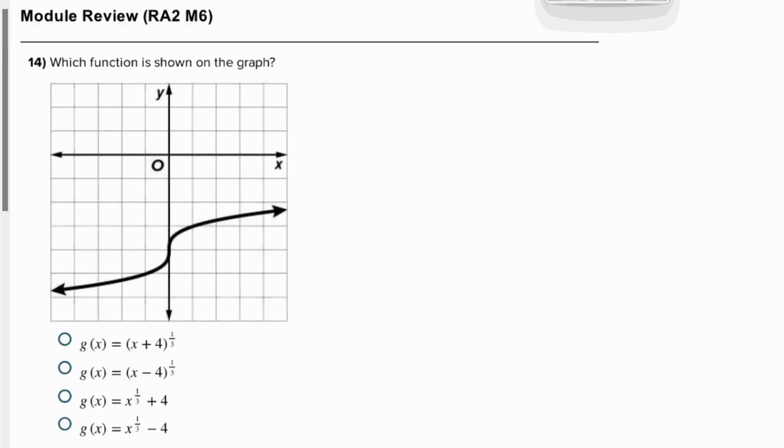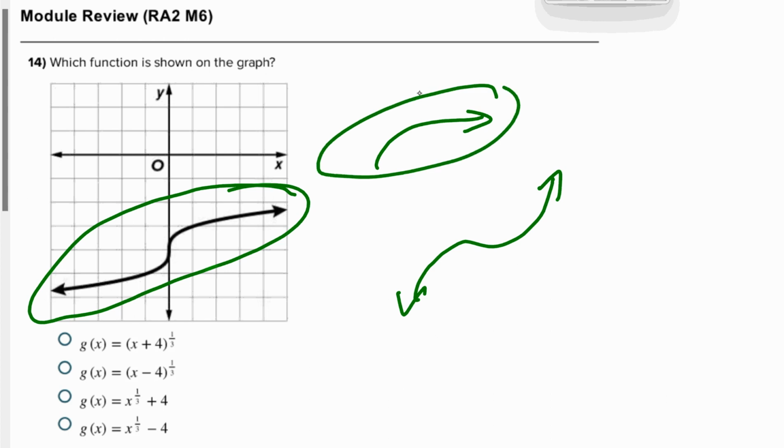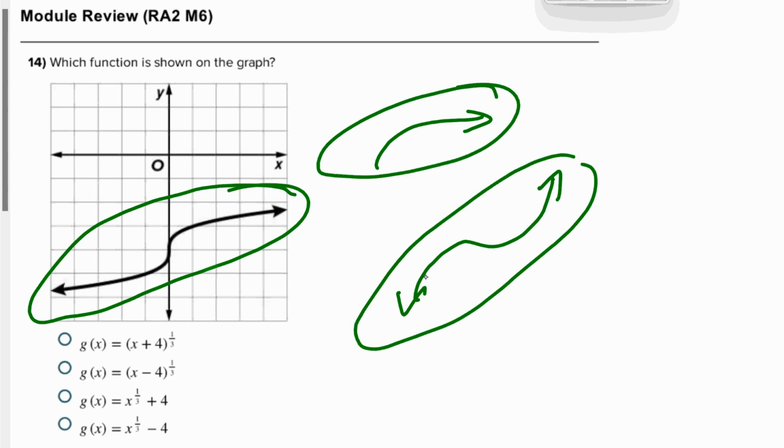All right, this function, which function represents this? So what does this look like? Now, square roots look like this, and cube roots look like that. So all even roots kind of look like this, more like this. All cube roots kind of look like that. So this looks like a cube root, or fifth root.